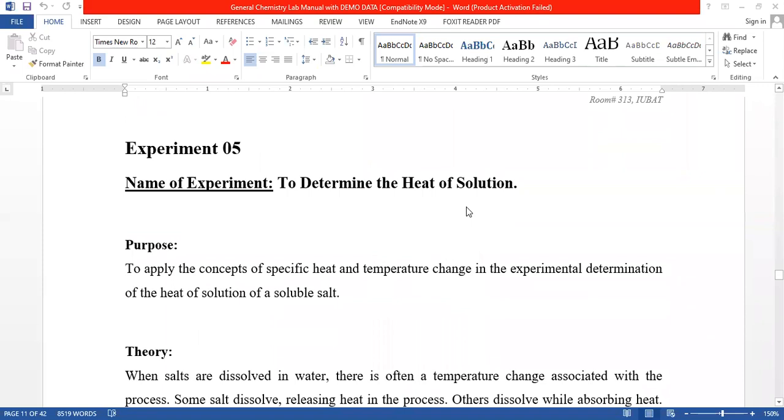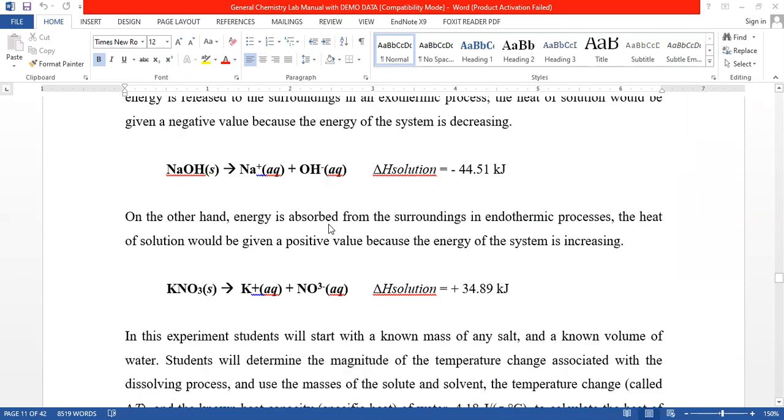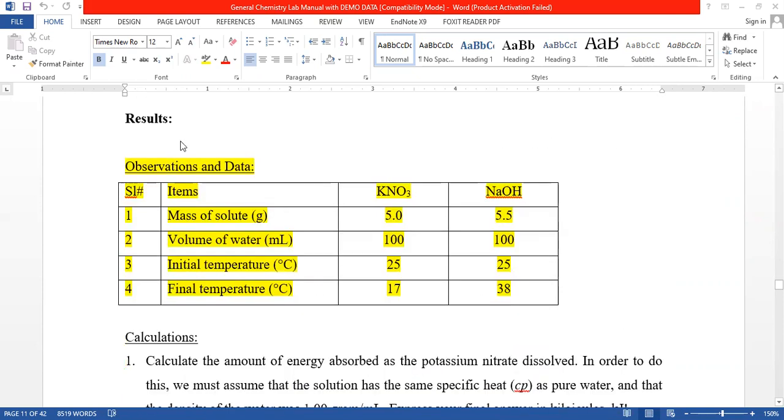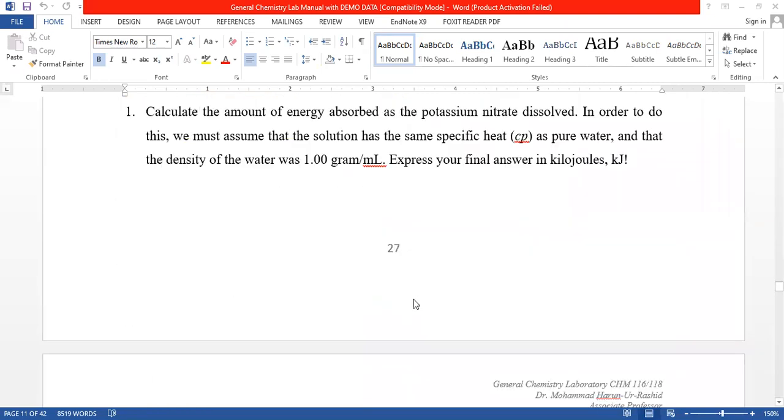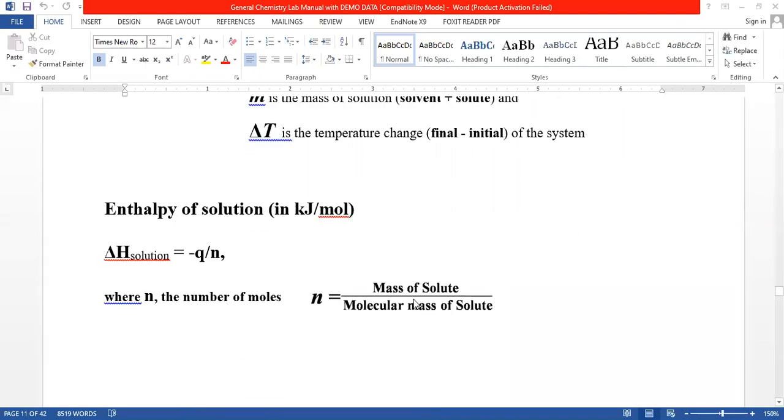To determine the heat of solution, there are also calculation need to be done. So you will just write the objective, theoretical background, procedure, but this table for result and calculation should be kept blank, because we don't know how much potassium nitrate or sodium hydroxide will be taken, how much solvent will be taken, and what would be the initial and final temperature. So you have to keep this blank, and the calculation part as well. You will do the calculation after conducting the experiment in the lab.